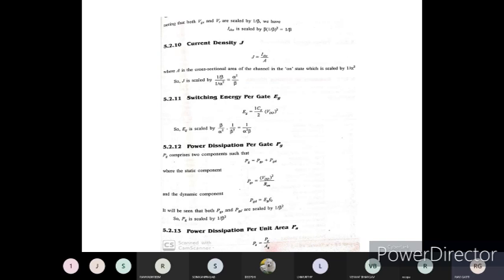And finally the power dissipation per gate. The power dissipation per gate is composed of two important components.